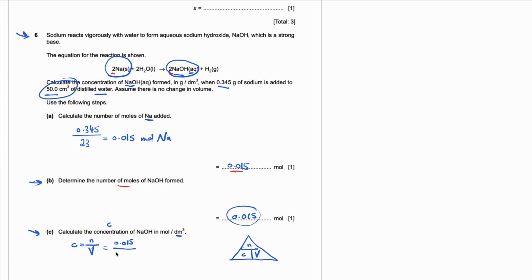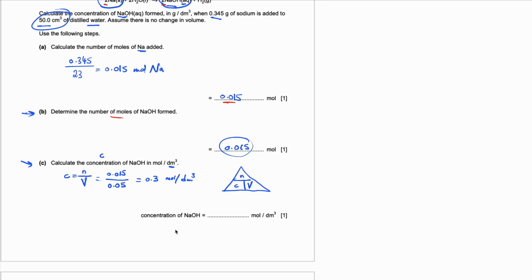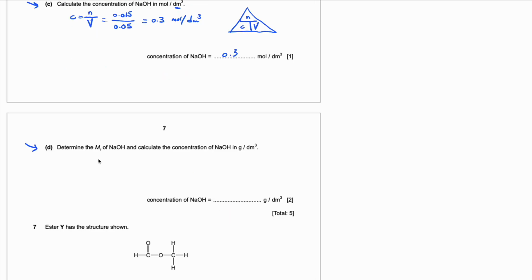When you convert it to cubic decimeters, it's going to be 0.05 cubic decimeters. And that gives us 0.3 moles per cubic decimeter of sodium hydroxide solution. So the answer here is 0.3. Next point, determine the MR of sodium hydroxide and calculate the concentration of sodium hydroxide in grams per decimeter cubed.